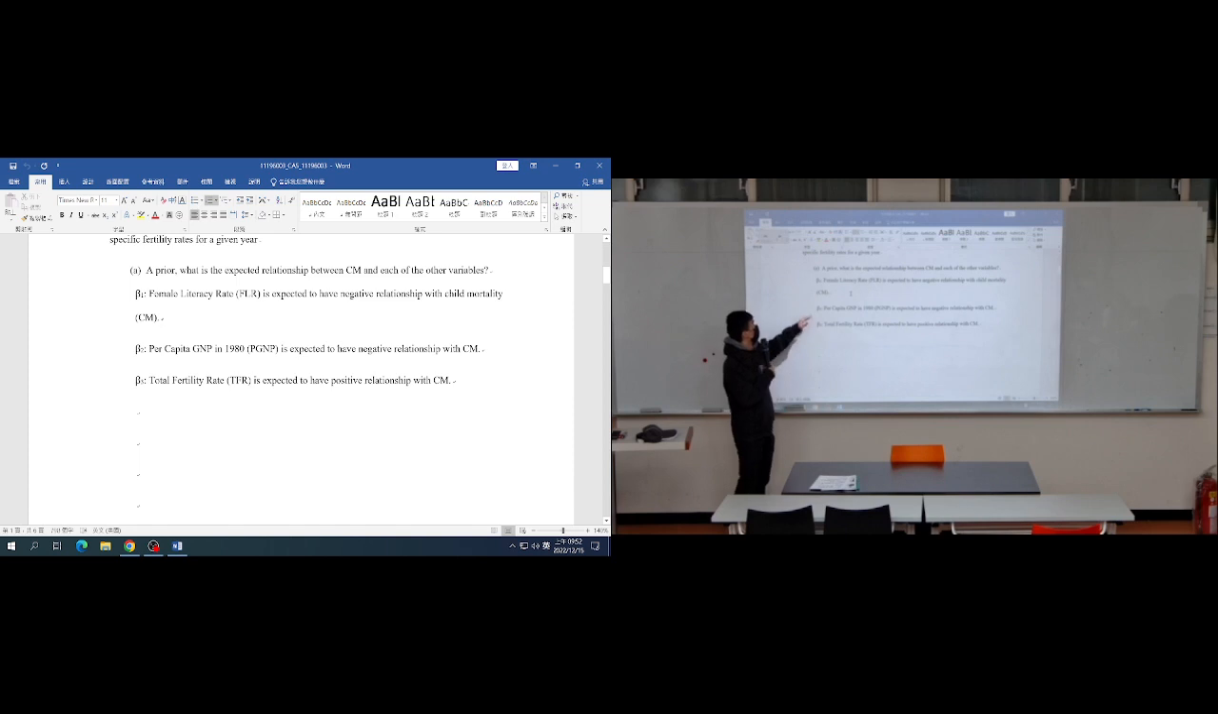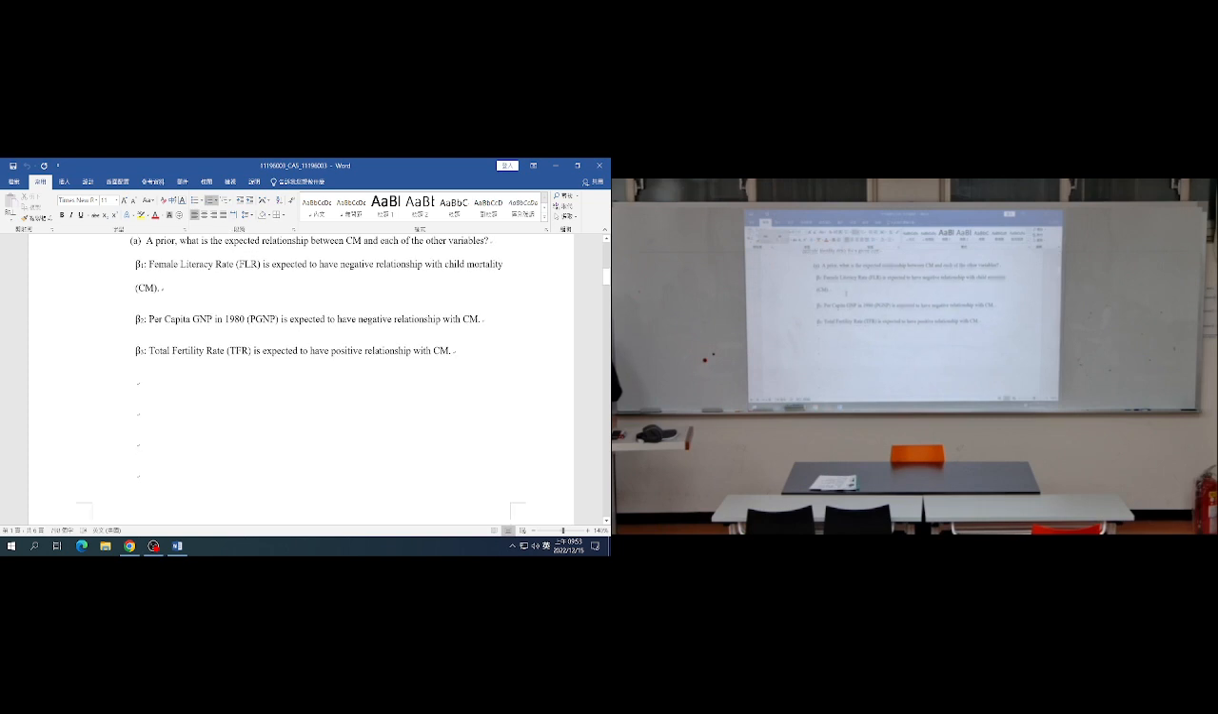So for beta 1, FLR is expected to have a negative relationship with child mortality, because I'll talk about it in question number 3. And PGNP is expected to have a negative relationship with CM, and the TFR is expected to have a positive relationship with CM.